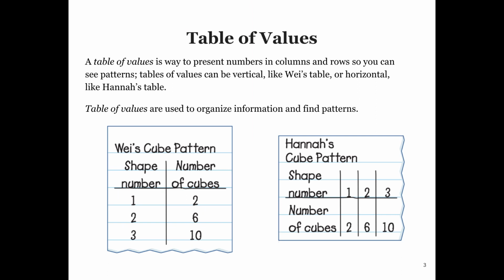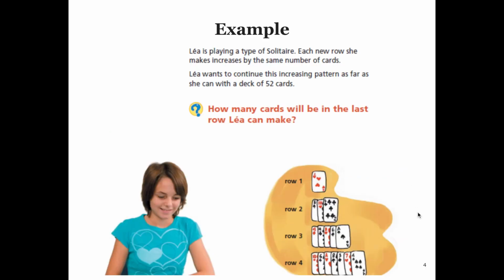Okay, so a table of values, it's a way to present numbers in columns and rows so that you can see patterns. Tables of values can be vertical, like Way's cube pattern, or it can be horizontal, like Hannah's here. A table of values is used to organize information and find patterns. So Way's cube pattern here, the shape number 1, 2, 3, the number of cubes 2, 6, 10. And then it's the same as Hannah's cube pattern, just that this one's horizontal. Shape 1, 2, 3, cubes 2, 6, 10.